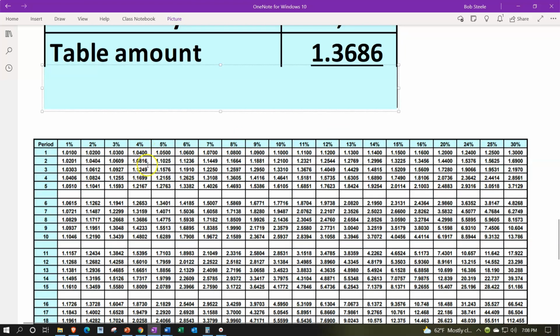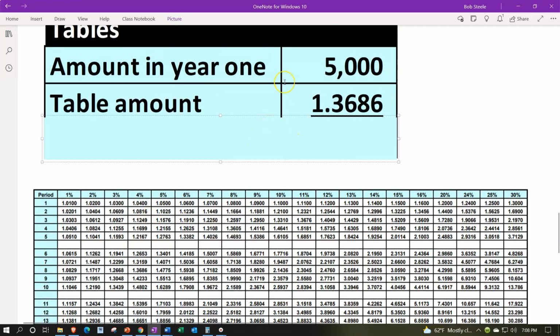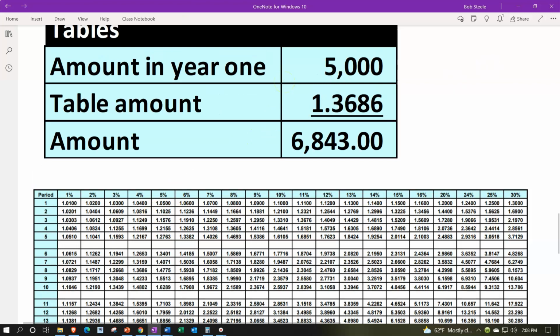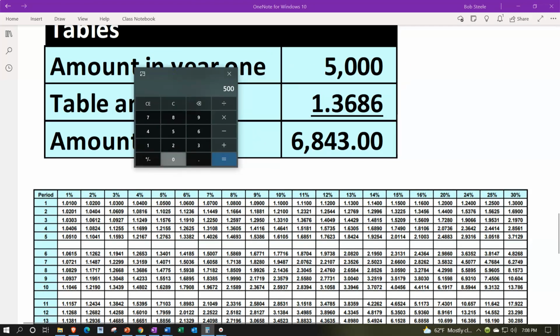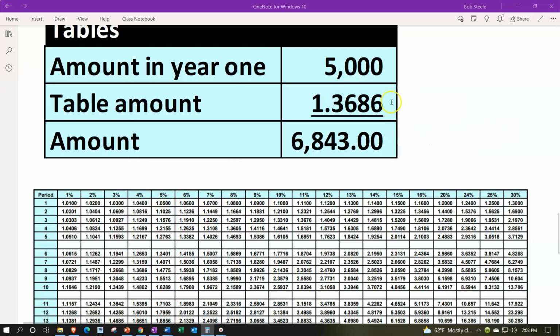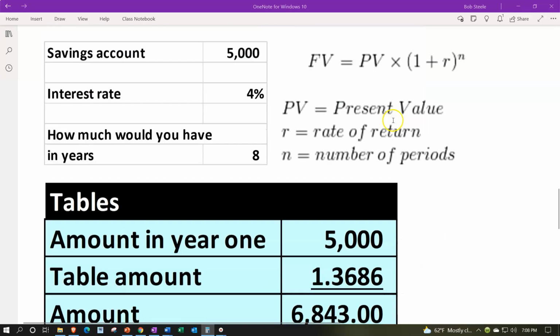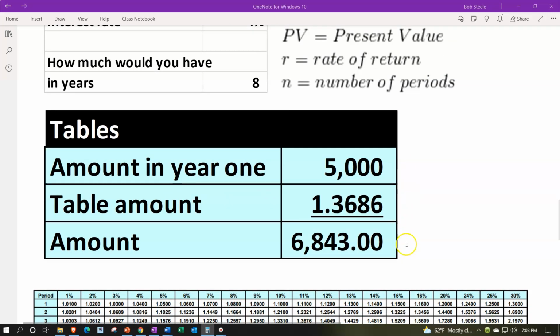So we got the 4%, 8 years is going to be down here's 1.3686. So 1.3686. And there we have it. So let's go ahead and multiply that one out. So we got the 5,000 times the 1.3686. So we got the 6843, and it's rounded exactly. It comes out there. Now again, notice this is rounded to 4 digits, which the real number is going to be much longer than that. And that results in a fairly small rounding difference, which probably would not make a difference in our decision-making process.